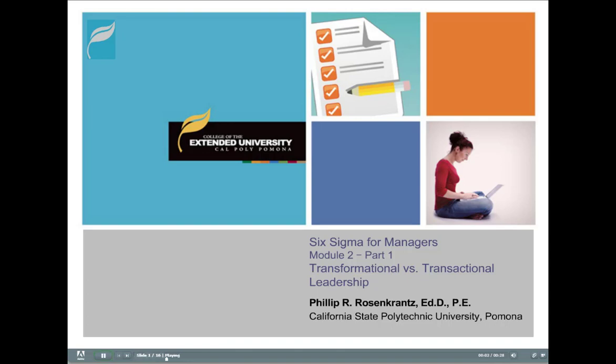Module 2 is about transformational versus transactional leadership. We believe that if you're going to implement Six Sigma or any other quality program, you need to go through some sort of culture change in order to be effective. Those that are involved with implementing these programs and leading the culture change need to have a roadmap. And we believe that's what we're providing here.